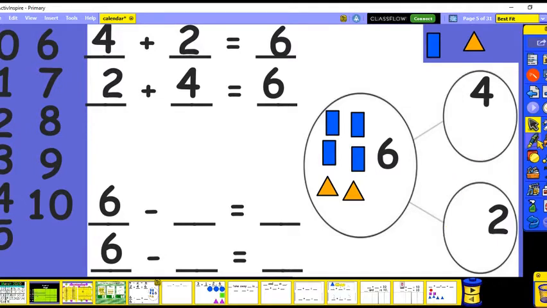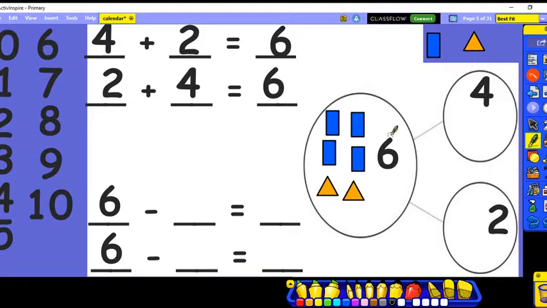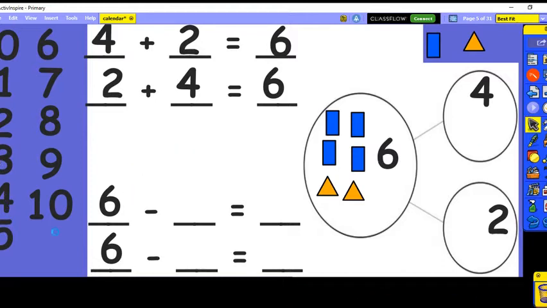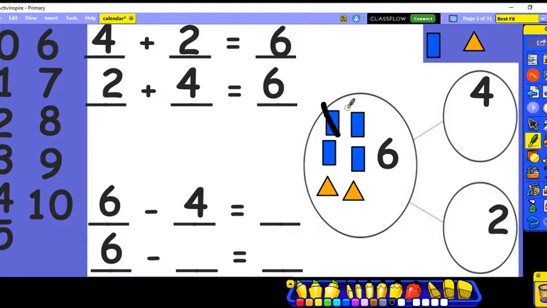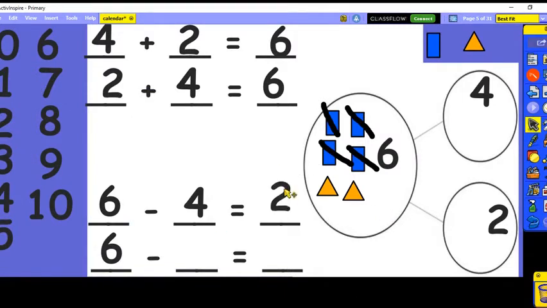So let's start with 6 minus 4. Let's take away the rectangles first. 1, 2, 3, 4. Okay, so 6 minus 4, and we have our 2 triangles left. Do you see? 6 minus 4 equals 2.